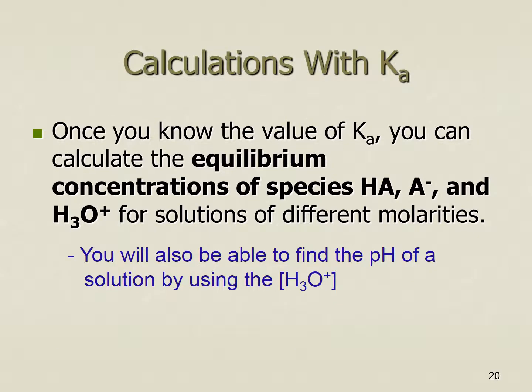Okay, so like I said earlier, once you know the value of Ka, you can actually calculate equilibrium concentrations of species, like what is the acid after equilibrium, what is the A minus after equilibrium, and what is the H3O plus. And then we'll also be able to find the pH by using the H3O plus, just like we did in chapter 15.